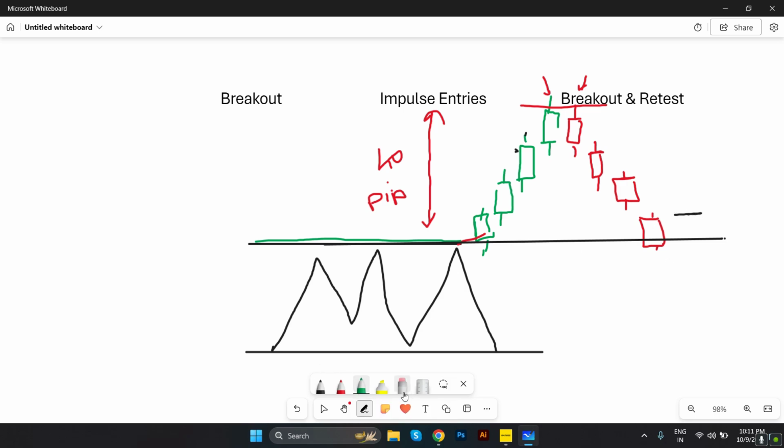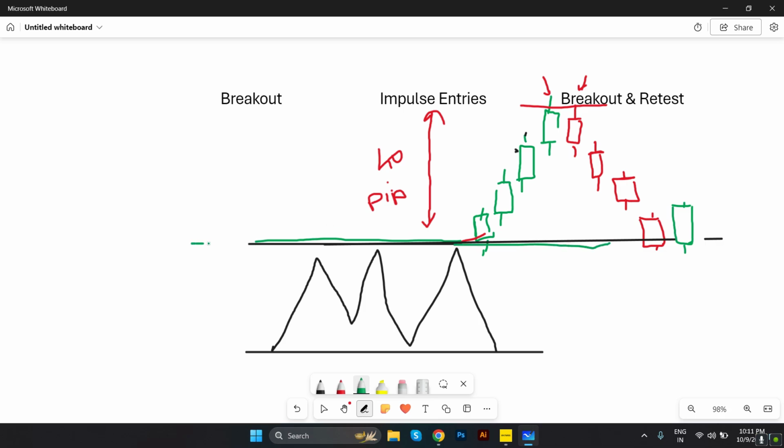And when price reaches this area, you will see most of the time that price creates a candle which, I don't know why it's not able. I think there's some issue with this whiteboard. Let me just wait. You will see a candle that has formed like this. Okay, yes, you will see a candle form like this at the support area.